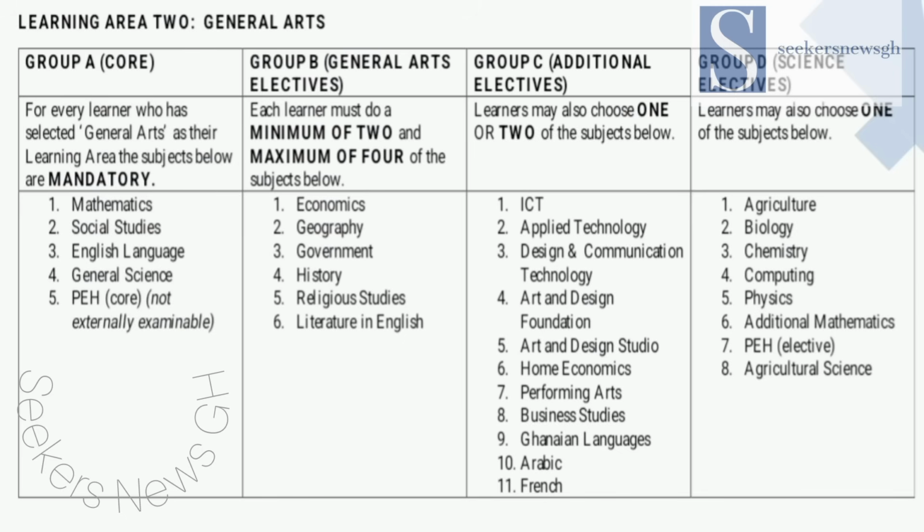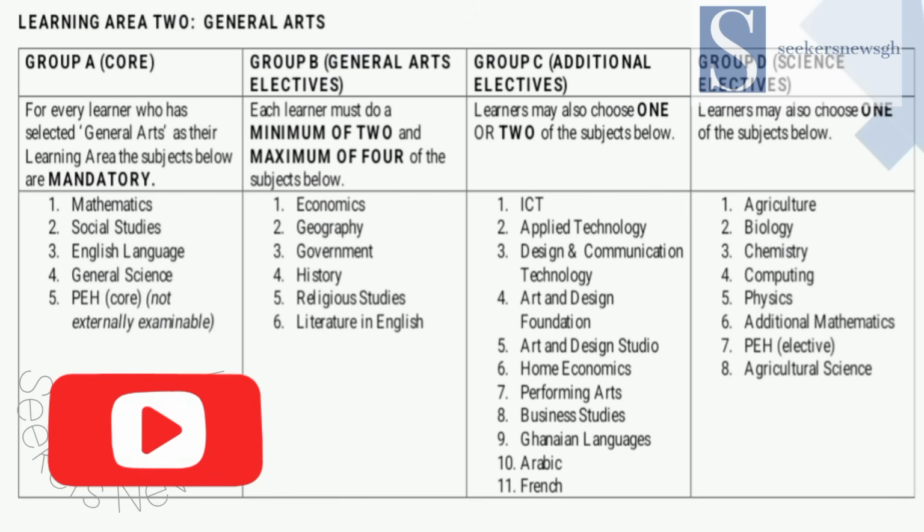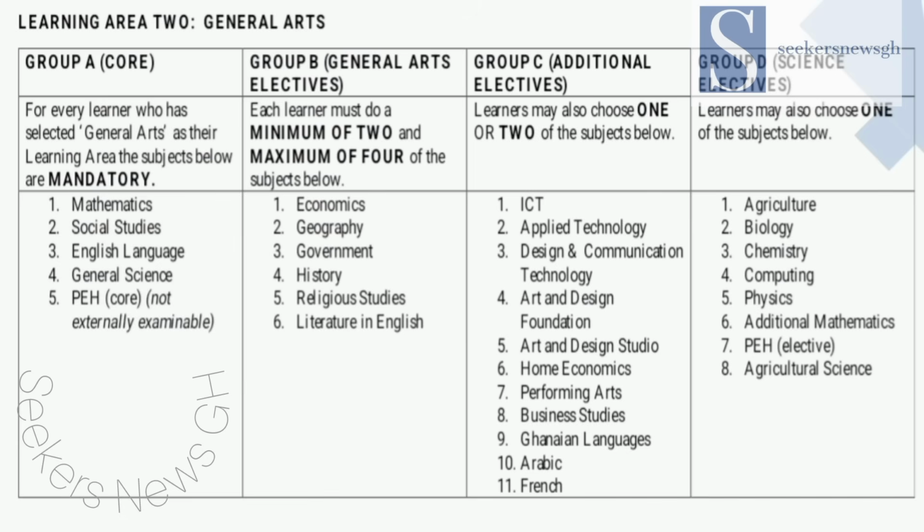It doesn't mean you are doing all these. No. You can choose 2 from here. You can choose literature and English, and then you can choose history. Then you come to group B and also choose ICT, applied technology. Then you go to group D and select 1 from there. Maybe you want to do computing, you select it too. Or you want to do chemistry, you go and select it. Or you want to do biology because you want to go to certain schools, then you select it.